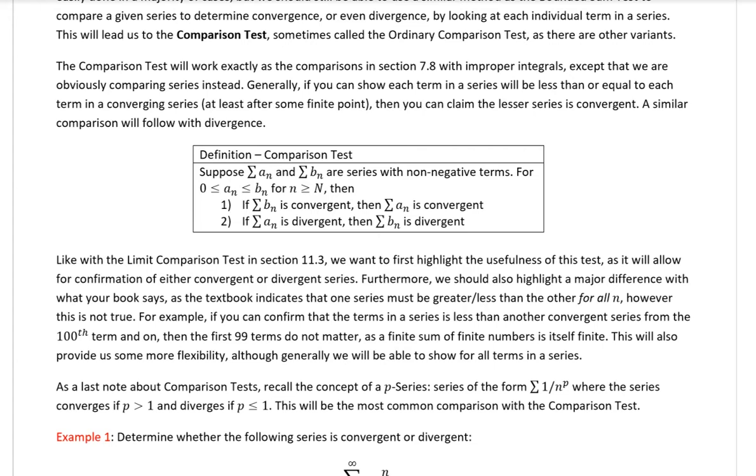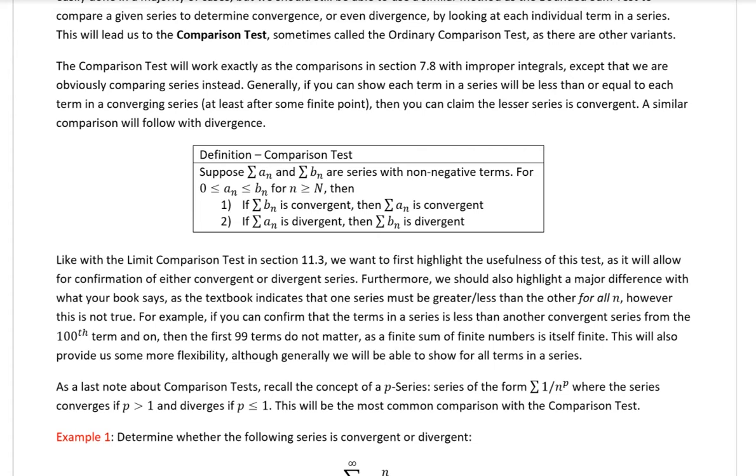We're going to do the same thing here, and we're also going to very often compare, like we did with integrals, to p-series rather often. We're going to compare and show things that are less than a p-series that converges or greater than a p-series that diverges. That'll be a very common comparison for us.